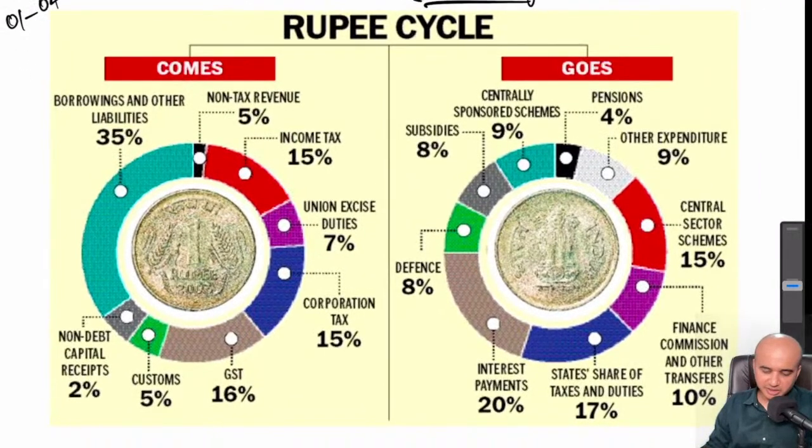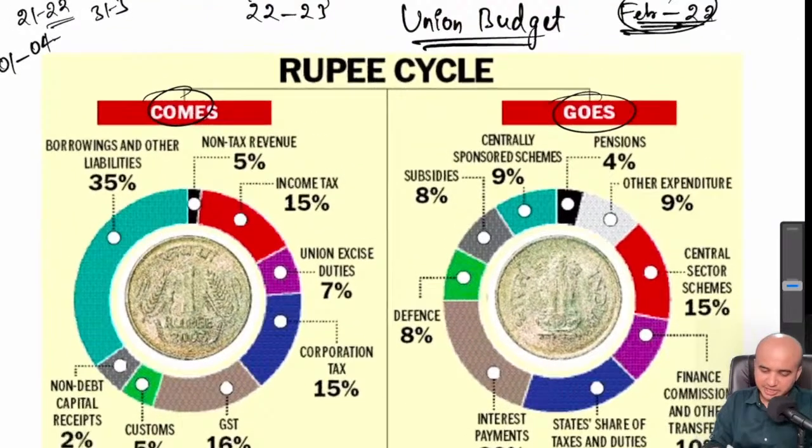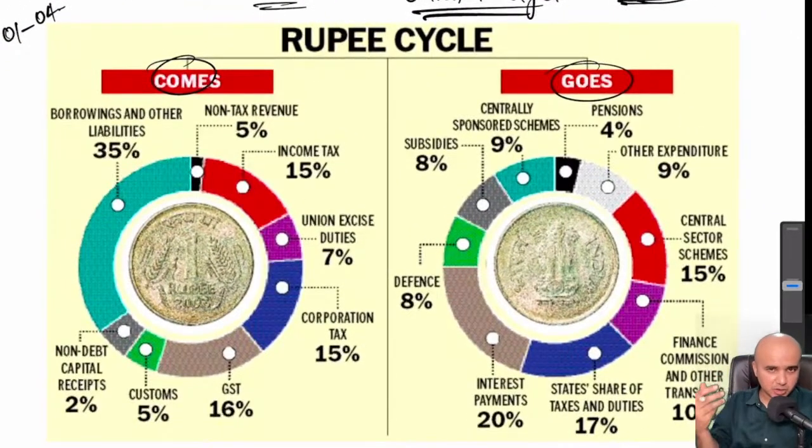Now if you look at this, it exactly tells us where the rupee is coming from and where the rupee will go to. This is of course a prediction or a proposal. They are assuming for the year 22-23, because back then 22-23 was the future. Now of course we are in 22-23. Rupee is coming from borrowings and other liabilities. How much is coming from that? 35%. That means how much of the total money are we getting from borrowings? 35%. Then how much of our proposed receipts are from non-tax revenue? 5%.